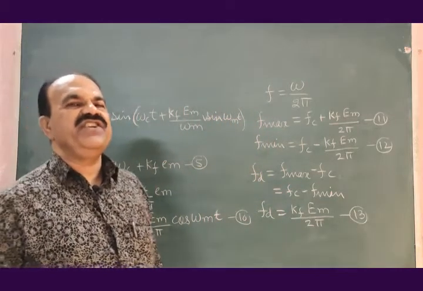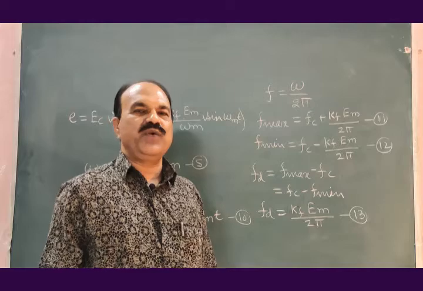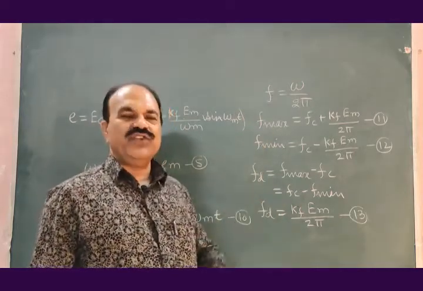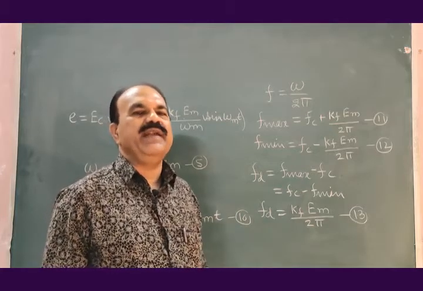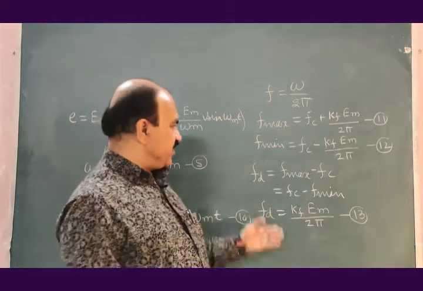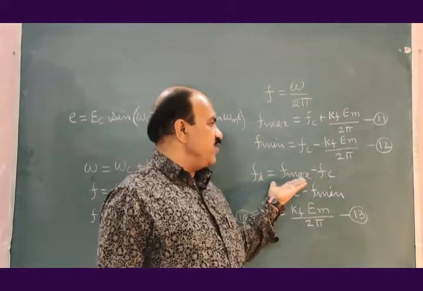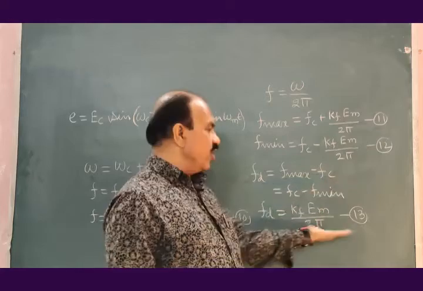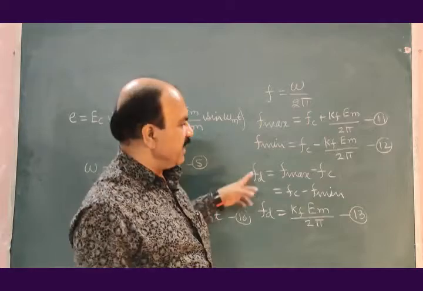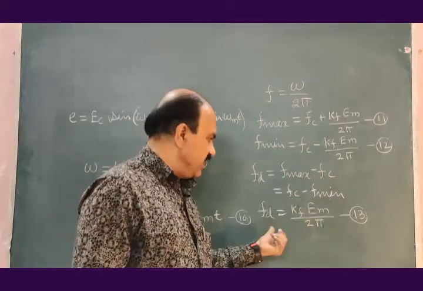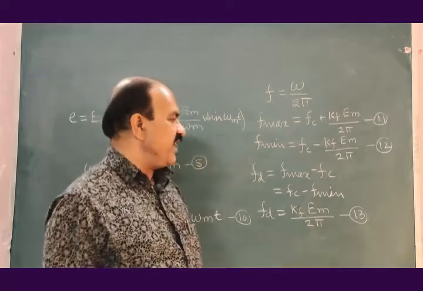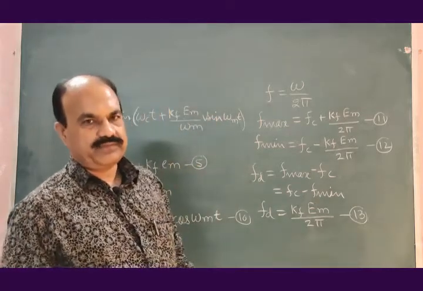So the frequency deviation in the frequency modulated voltage is given by equation 13. Fd is equal to Kf into Em divided by 2 pi. And what formula can we use for this? This one. Fd is equal to F max minus Fc, or Fd is equal to Fc minus F minimum. In both the formulas, the value of Fd obtained is the same. It is Kf Em divided by 2 pi.